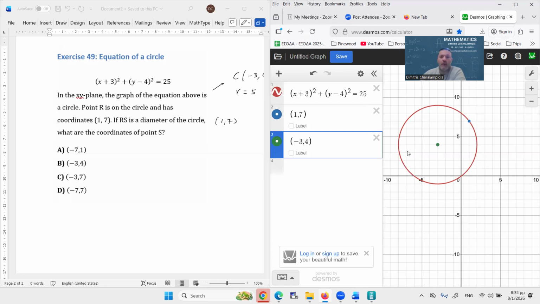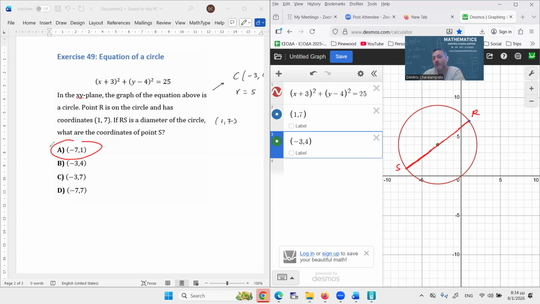And now I'm gonna draw the diameter passing through these points. So R is this, S is that. 5, 6, 7, it's obviously equal to (−7, 1).